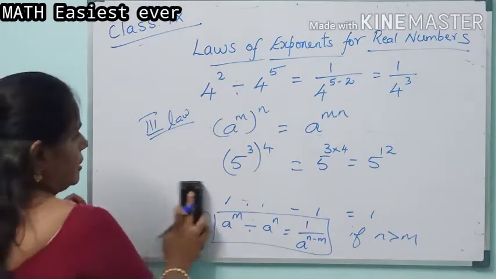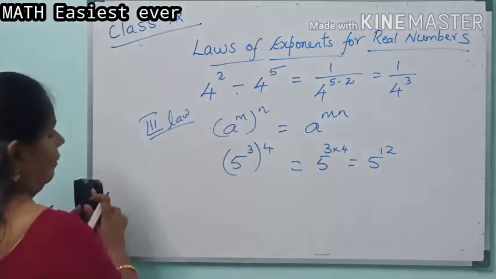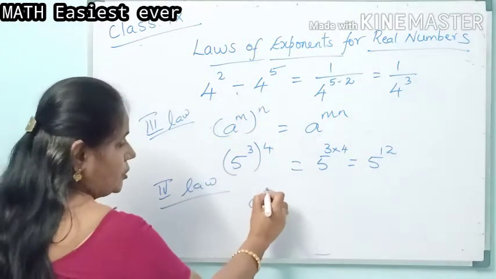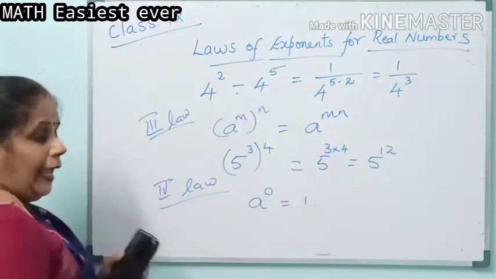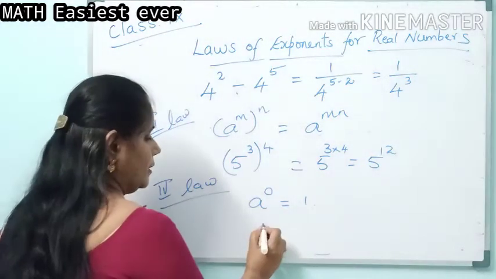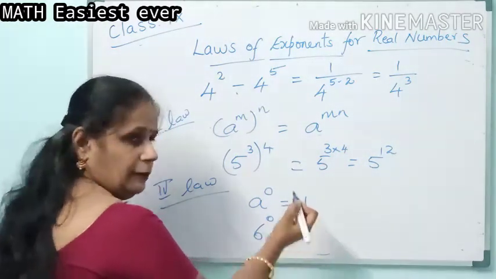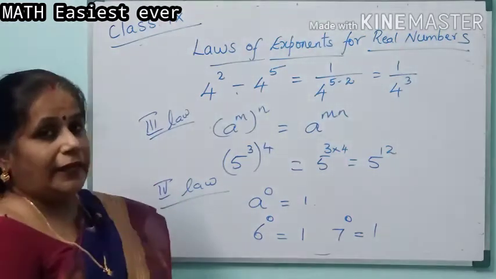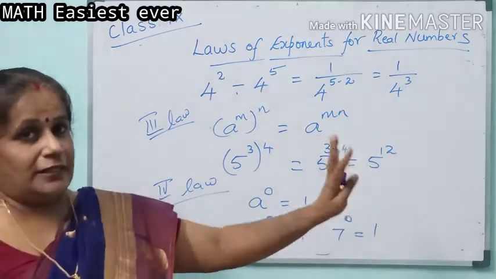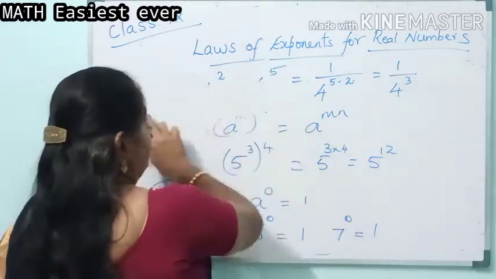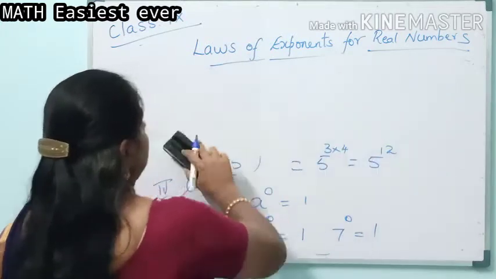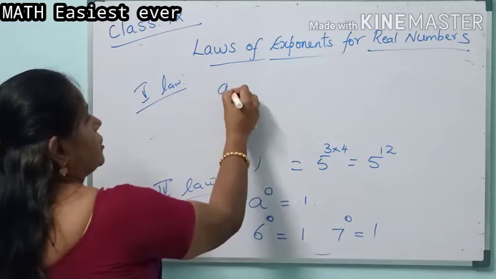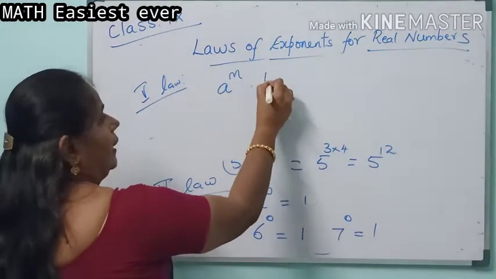Then what does the next law say? Two more laws you have. That is the fourth law: any a raised to 0 is equal to 1. Any number, 6 raised to 0, the answer will be 1. 7 raised to 0, the answer will be 1. Whatever number, any number raised to 0, the answer is 1. This is your next law. Then the fifth law says, a raised to m into b raised to m.